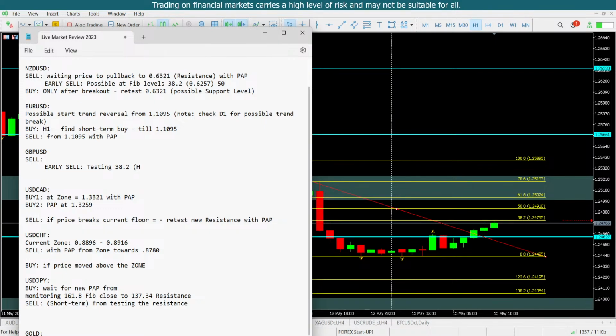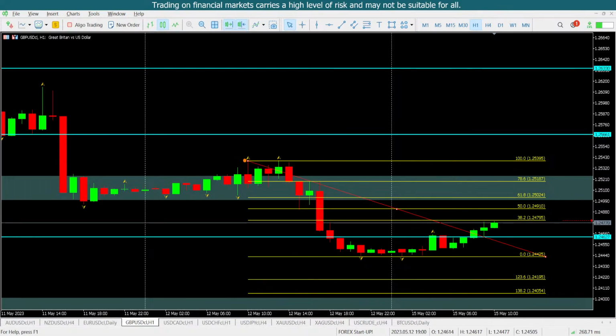H4 Feb. Or I go for H1 Feb. H1. So, doon ko siya, nire-remind ko yung sarili ko kasi dito ko siya din drawing eh. So, this is the swing that I am trying to see if it can move in my favor or not, right? So, yun yung gusto kong makita. So, I hope that can touch the 38.2 so we can have a sell there.